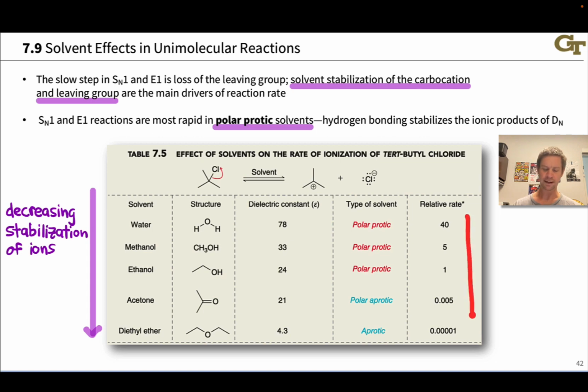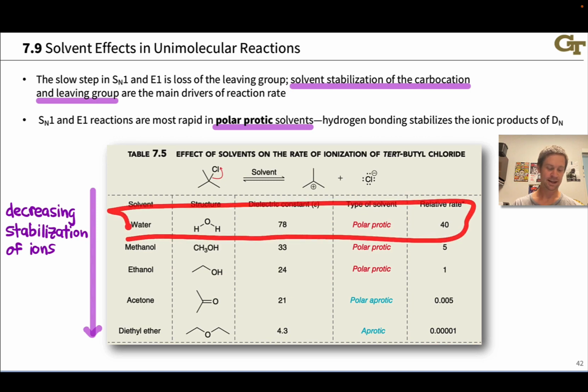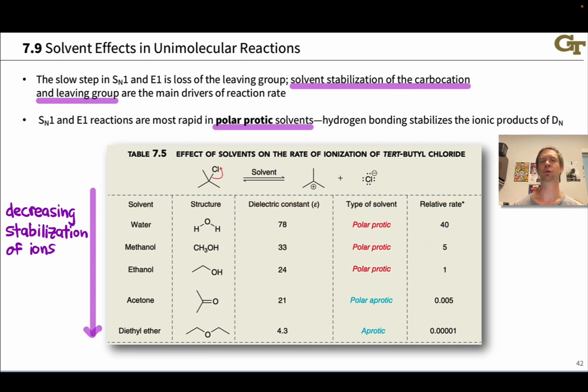Notice also that the rate is decreasing as we move down this table for this ionization step. So we've got 40 for the relative rate of water. Ethanol is kind of our standard rate of 1, and we've got 10 to the negative 5 as the relative rate of diethyl ether. So we've got 6 orders of magnitude between these two solvents in terms of the rate, and so we can see the kinetic advantage provided by polar protic solvents is dramatic in this reaction. Use of alcohol solvents and water is quite common.